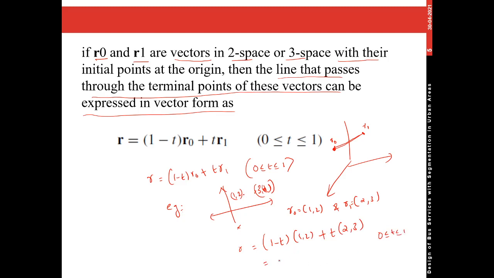So this is actually equal to (1 minus t) times 1, 2 minus 2t plus 2t, 3t. So this is simply equal to 1 plus t and 2 plus t. So this is the vector equation. You can write it as a vector equation of the form (1 plus t)i plus (2 plus t)j, 0 less than or equal to t less than or equal to 1. So any line segment joining 2 points can be found by using this vector equation.